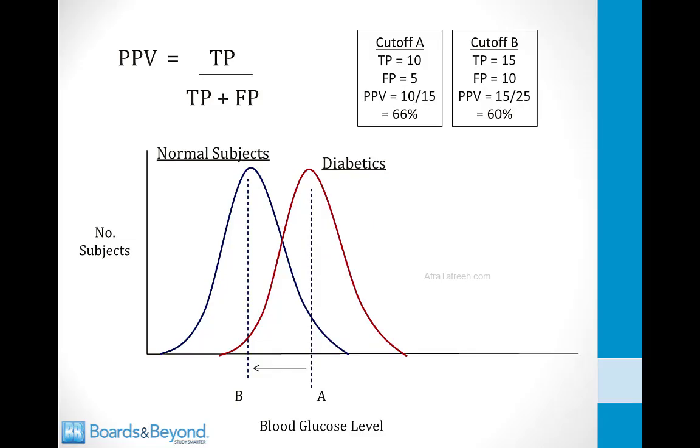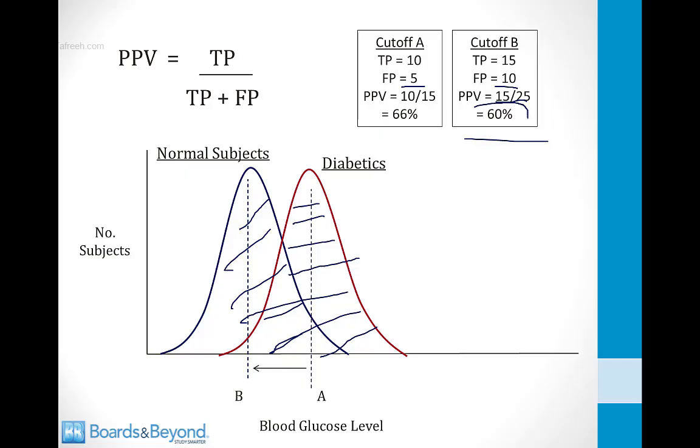If this doesn't totally make sense to you, I've done a little hypothetical math up here. So let's suppose we have cutoff point A. We have 10 true positives, and those are all these diabetics under the red curve right here, and 5 false positives, which are these small number of normal patients who are above the cutoff point. That gives us a positive predictive value of 10 over 15 or 66%. Now let's suppose we move to cutoff B. Well, now we've got true positives that have gone up to 15. They were 10 before, but now they've gone up to 15. All these diabetics here are classified as true positives, but we've also increased our false positives from 5 over here to 10 over here because now all these normal subjects are above the cutoff point and they're classified as false positives. If we do that math, the positive predictive value is 15 over 25, and that works out to 60%.